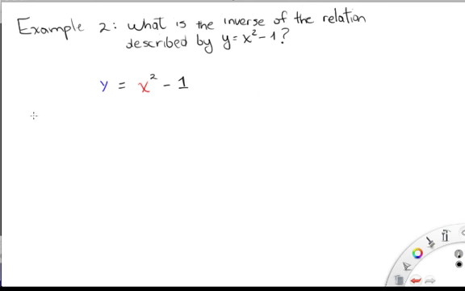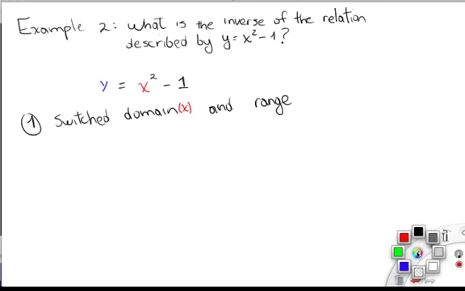What we did before was we switched domain and range. And what I want to leave clear here is that domain is, we know all the possible x values, and the range is all the possible y values. And I'm putting that in parentheses just so that you know. So essentially what we're going to do in this case is the same thing. So this is before, right? So now we're going to do the same thing.